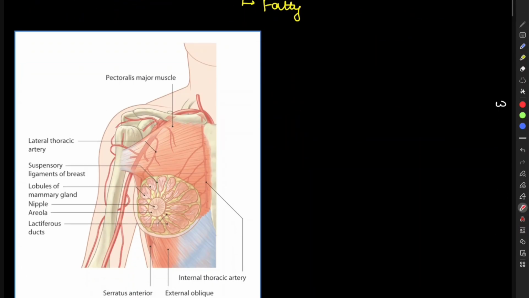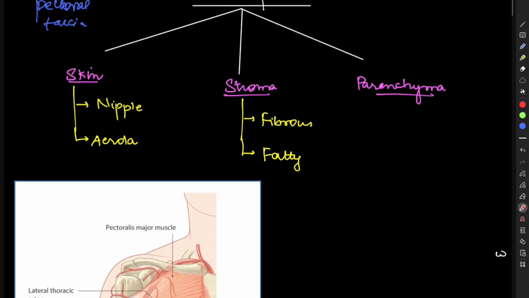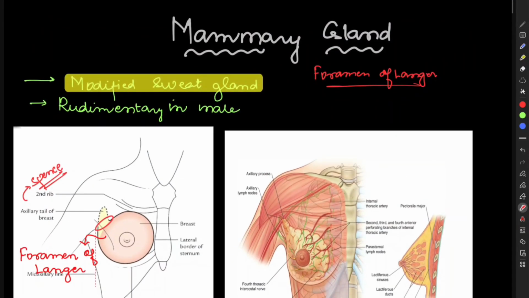Okay. Moving on to the structure of the breast. अगर LAQ आया तो तुम्हारा पैटर्न क्या होगा LAQ लिखने का? First you will give an introduction that the mammary gland or breast is a modified sweat gland which is rudimentary in males.